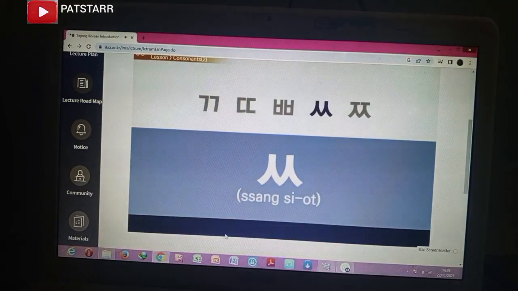Doubling shiot makes sangxiot. Sangxiot is pronounced like shiot, but with more stress on the vocal cords. It also has a higher tone. Listen carefully.